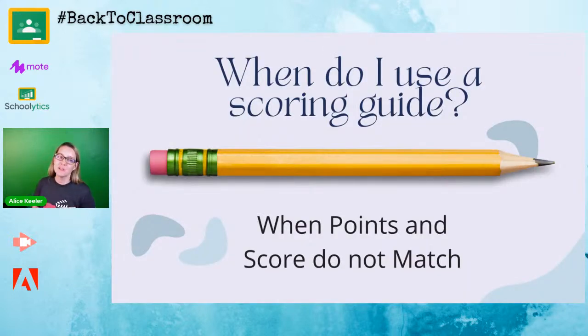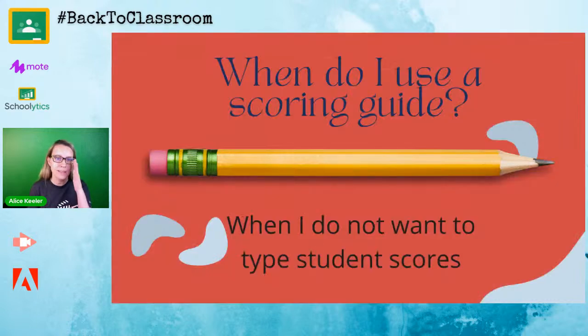So when do I use a scoring guide? When the points and the score do not match, right? I want to grade on a 5-point scale, but it's worth 70 points or something like that. Or if you have a lot of different criteria and you're trying to give points per criteria and you don't want to add it up yourself. And so that scoring guide is helping you to assign points, right?